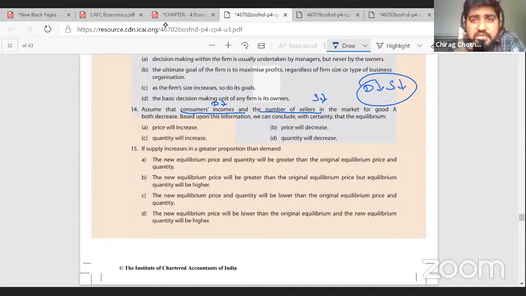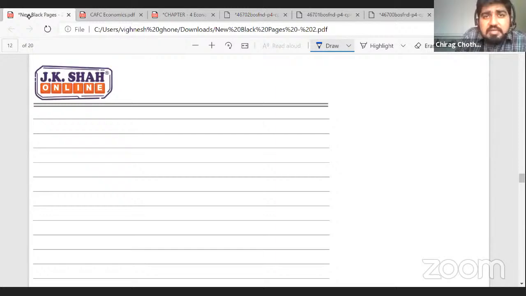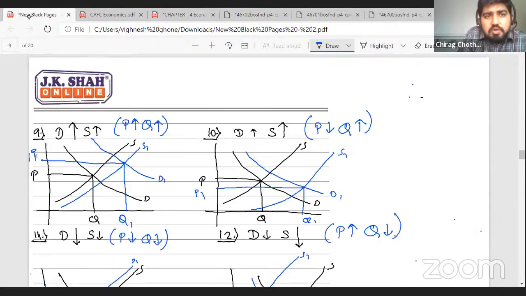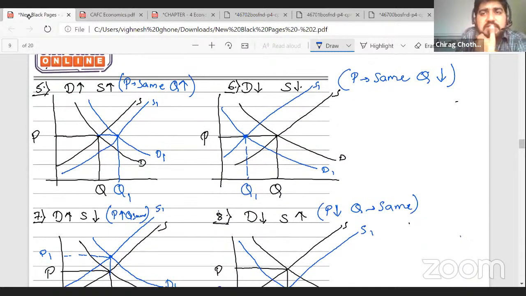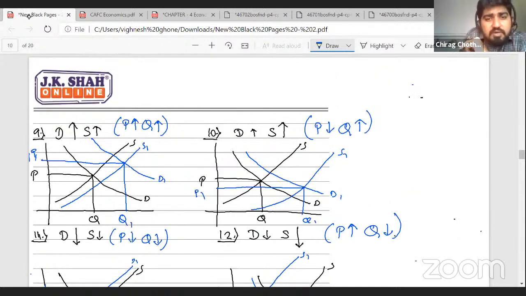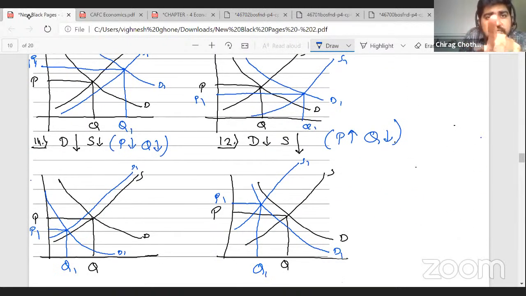Based on the information, can we conclude what will be the equilibrium price or equilibrium quantity with certainty? How can we determine? Let's look at the cases that we have solved. Decrease in demand and decrease in supply, isn't it? So let's look at the point, decrease in demand and decrease in supply. See point number 6, price remains same but quantity decreases. Now can we say price remains same but the quantity decrease is very certain? Why, sir? Look at point number 11 and 12. Decrease in demand, decrease in supply. 12th is also decrease in demand, decrease in supply.